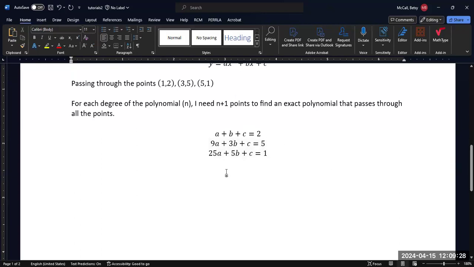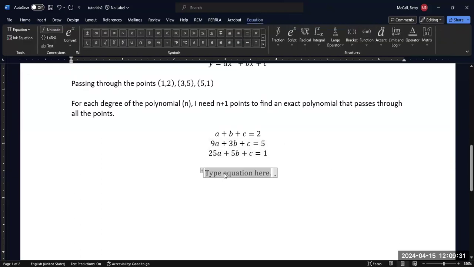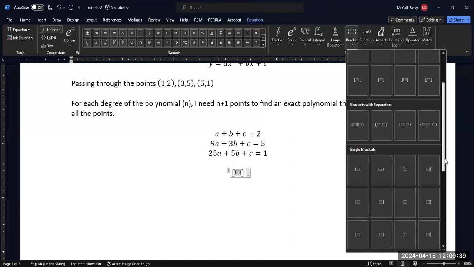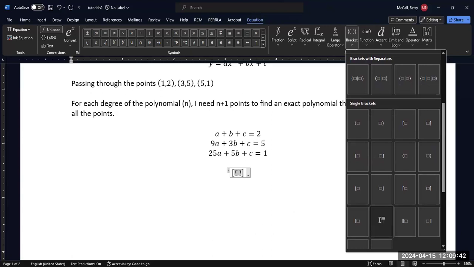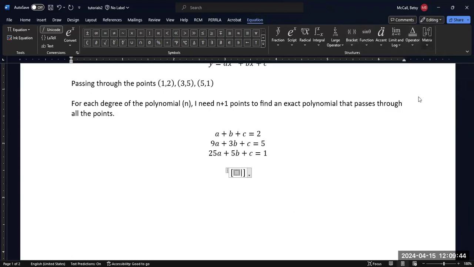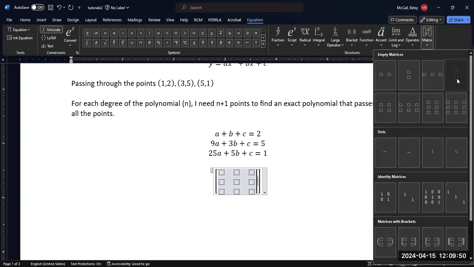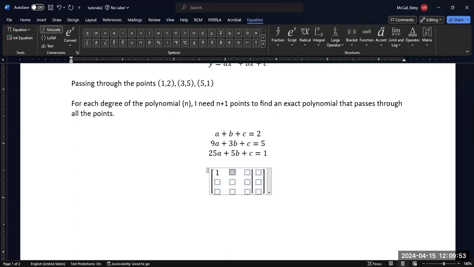So these are my systems of equations. And so I'm going to need to set up a matrix that I can solve. So 1, 1, 1, 9, 3, 1, 25, 5, 1, and on the other side, 2, 5, 1.